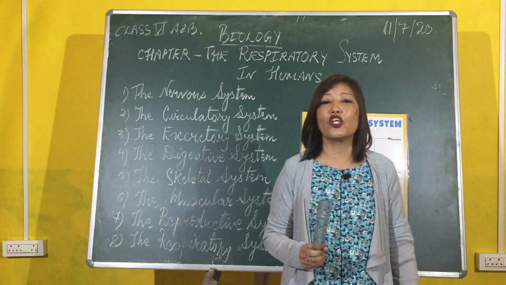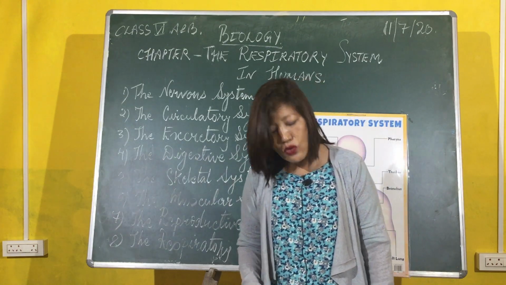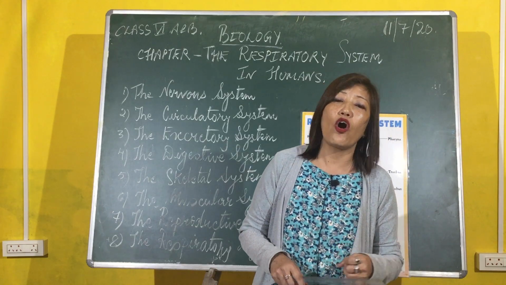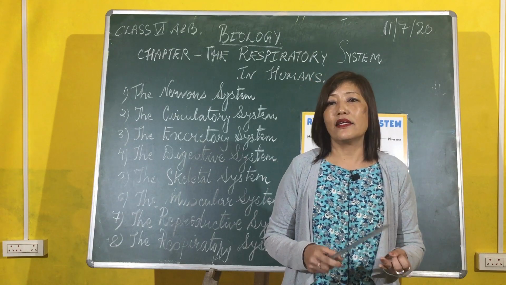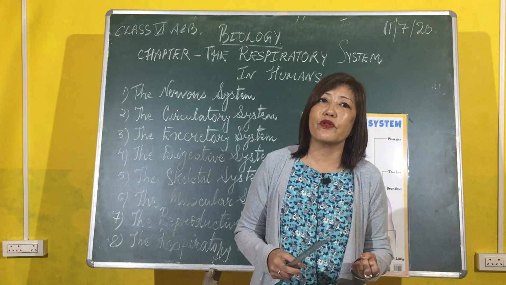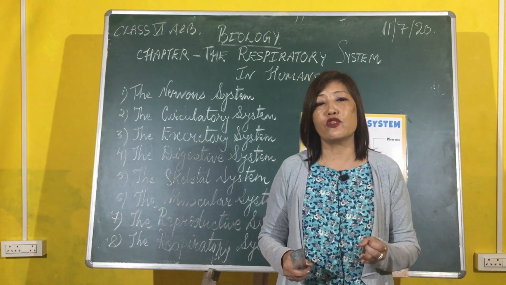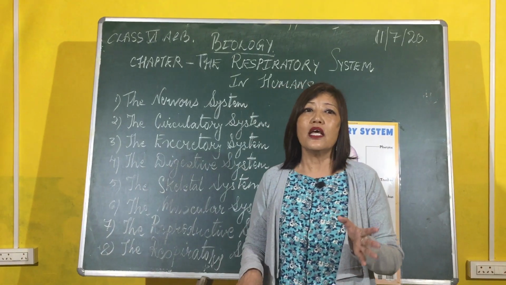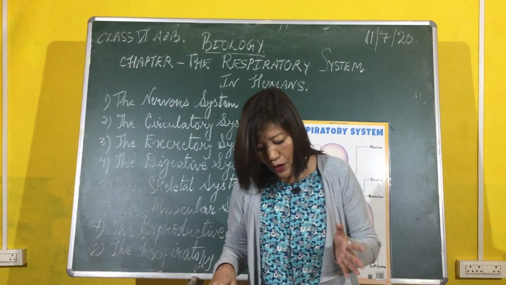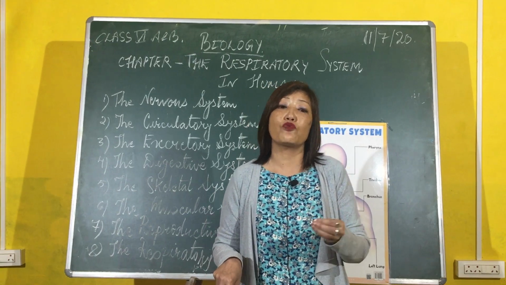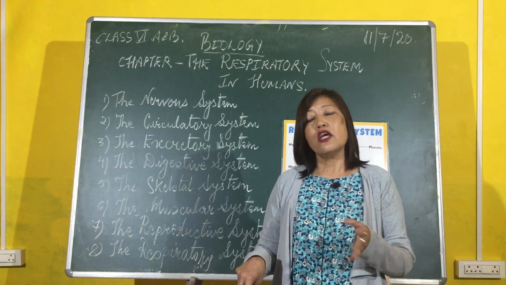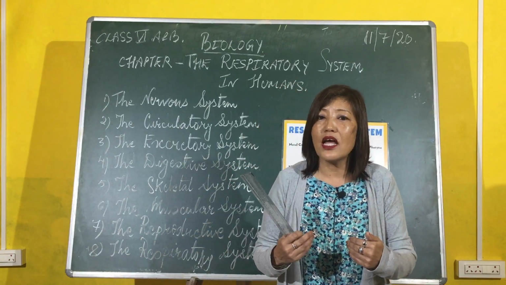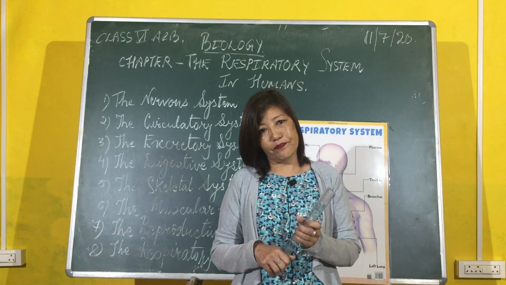Now, if you see the stages of respiration, there are two stages. One is external respiration, also called breathing, and the second one is internal respiration or cellular respiration. Now, external respiration, what is this process? External respiration is a mechanical process. Mechanical process means where enzymes are not involved. It is the simple process of taking in oxygen and giving out carbon dioxide.